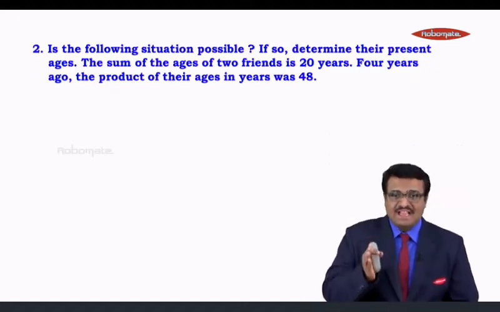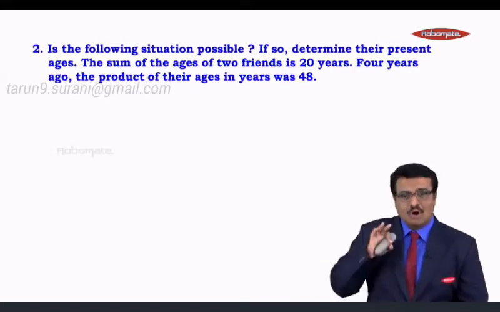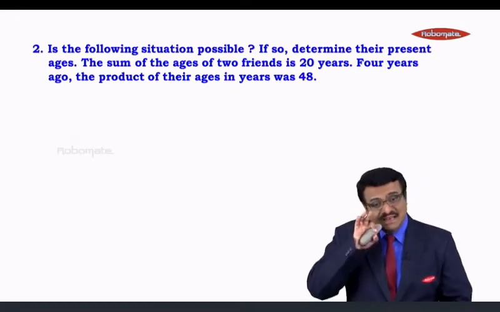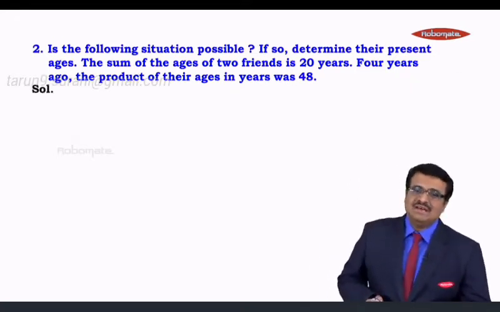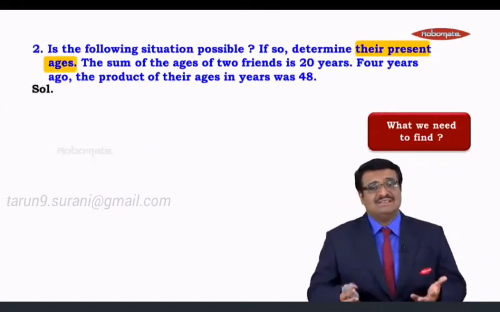The sum of the ages of two friends is 20 years. 4 years ago, product of their ages was 48. Now, is this situation possible or not? We have to check. So let us start the question. Now, in this sum, what do we need to find? We need to find their present ages.